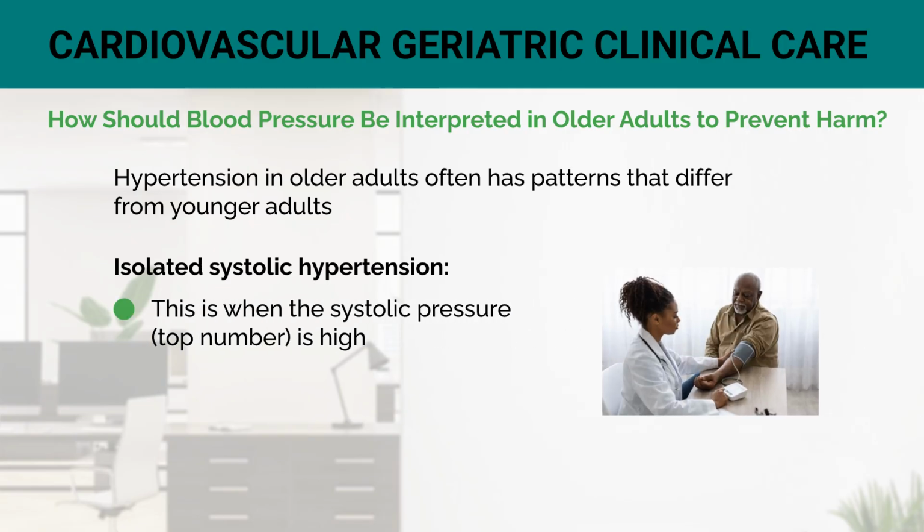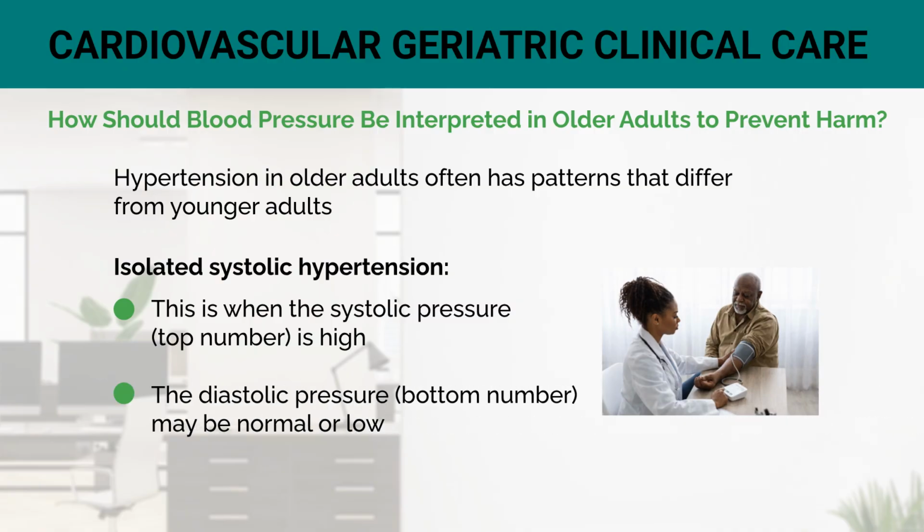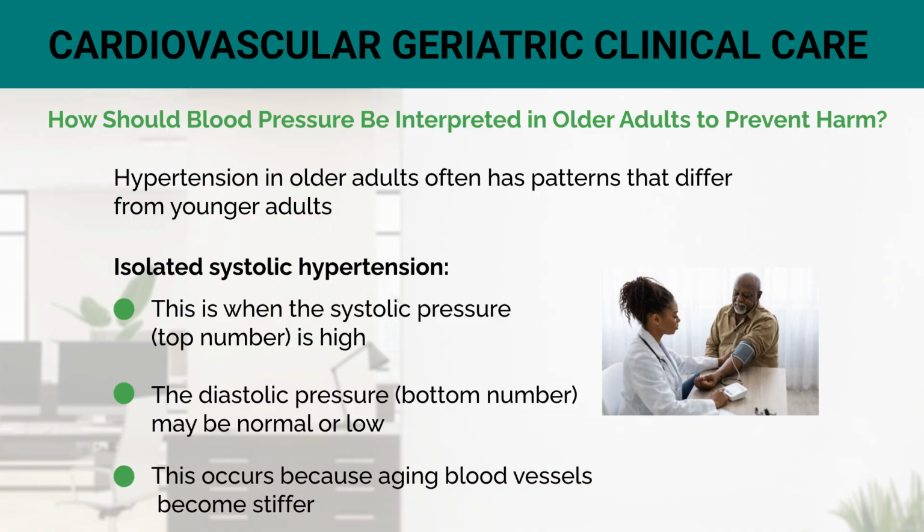This is when the systolic pressure, the top number, is high, but the diastolic pressure, the bottom number, may be normal or low. It often occurs because aging blood vessels become stiffer, so pressure rises more during each heartbeat.